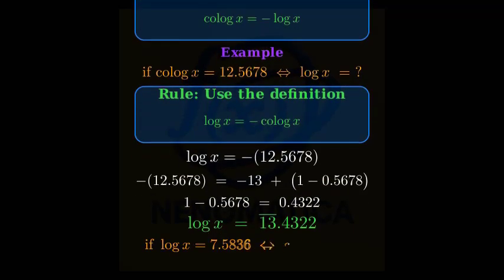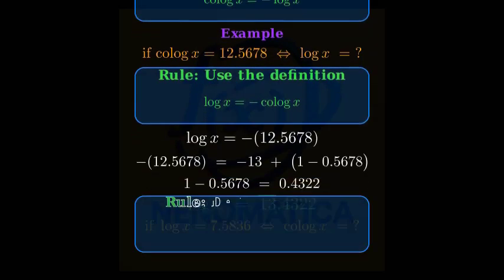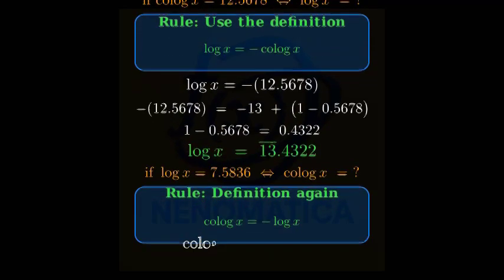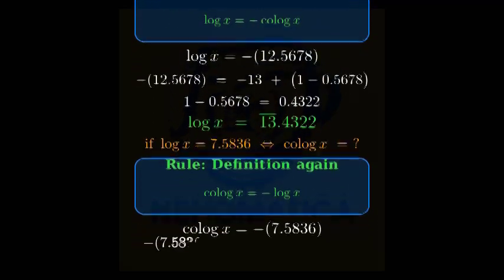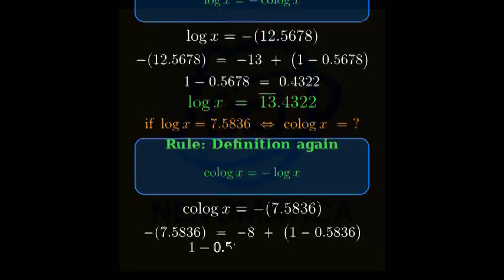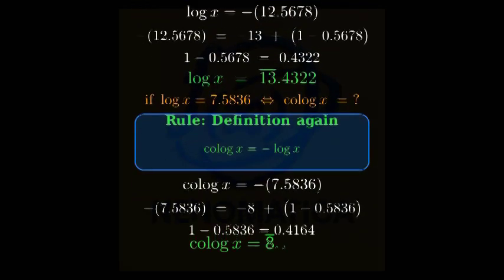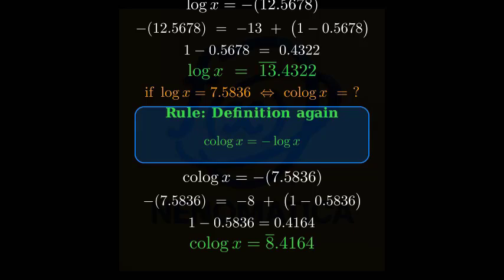Now the second conversion. If log of x equals 7.5836, what is colog of x? Apply the definition again. Colog of x equals negative log of x, so it is minus 7.5836. We convert this to bar notation by taking minus 8 plus 1 minus 0.5836. The mantissa is 0.4164, giving bar 8.4164.